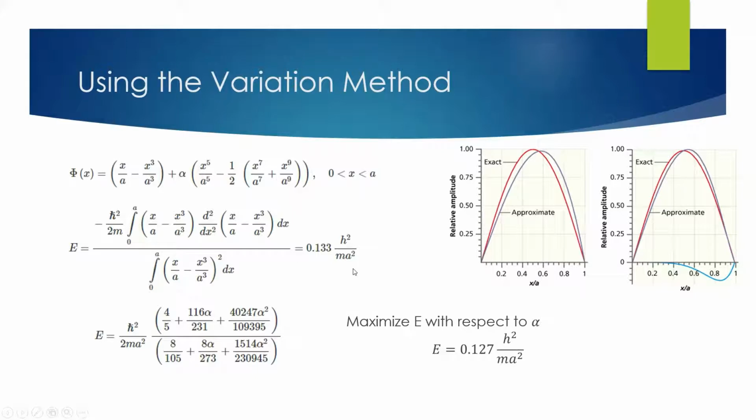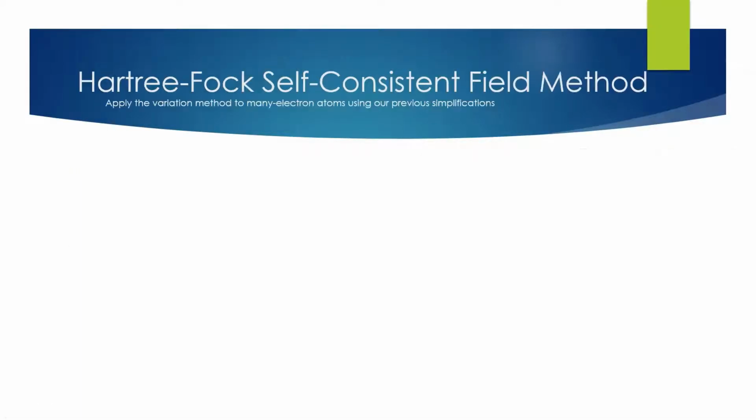And we can see that this is a kind of bare bones way of how this technique is going to work. It's going to predict an energy that's going to be greater than the actual energy. And as we do this, we get a better wave function that better approximates the actual wave function. So how do we apply this variation theorem to the orbitals for many electron atoms?